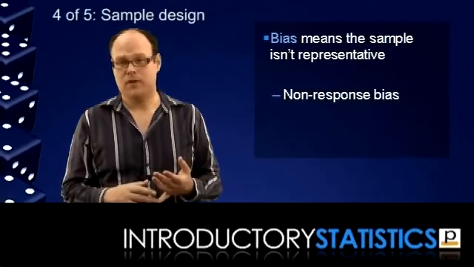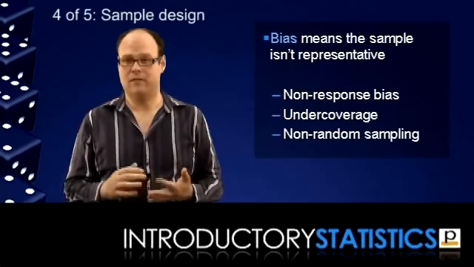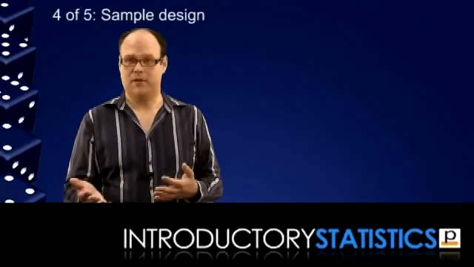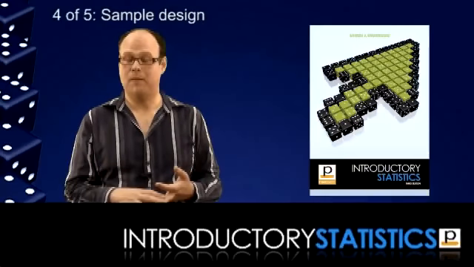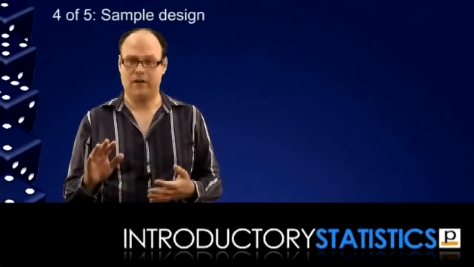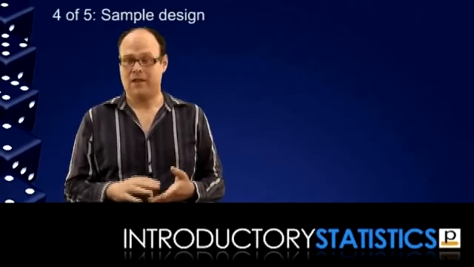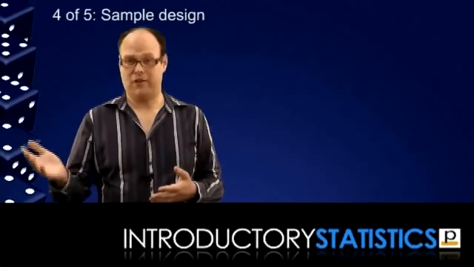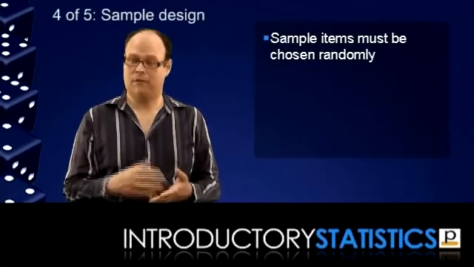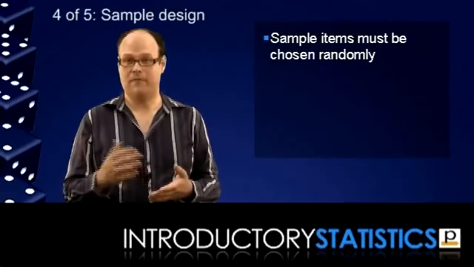Now, there's lots of different kinds of bias. There's non-response bias, there's undercoverage, there's non-random sampling. Now, this talk is just a summary. If you want to learn more about those kinds of bias and how to avoid them, you can read about them in the PDISCO Introductory Statistics textbook. Right now, I'll just go over non-random sampling. And that's what I was talking about when I mentioned surveying your family and friends. You aren't allowed to do that. You have to choose the members of the sample from the population in a completely random fashion.